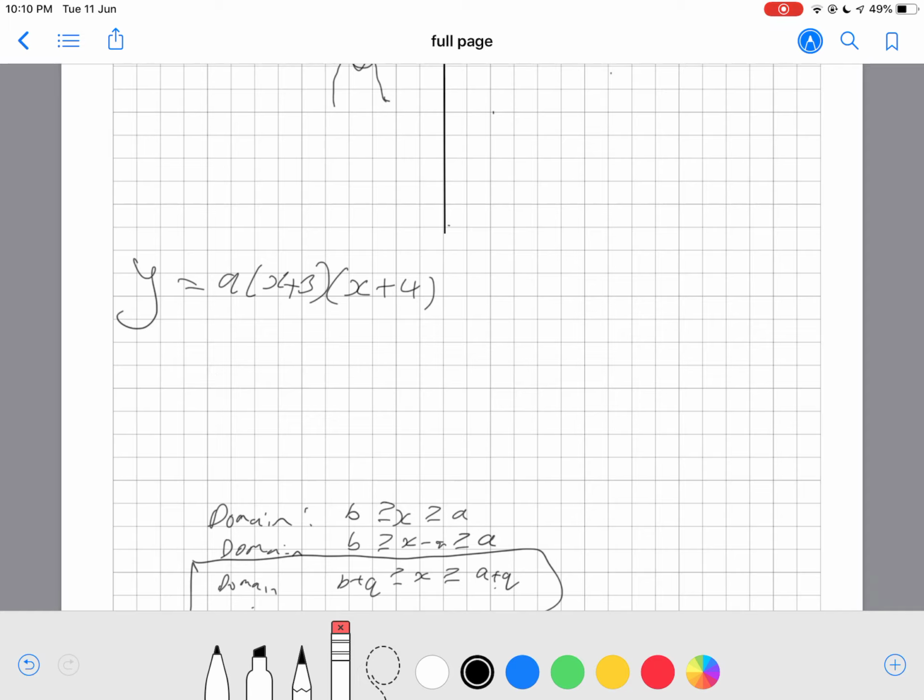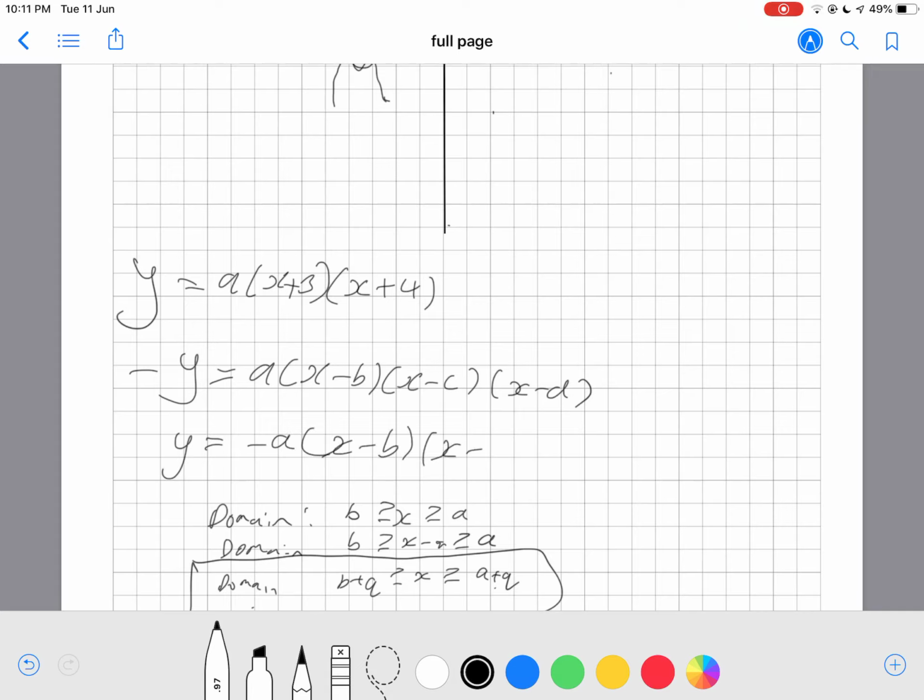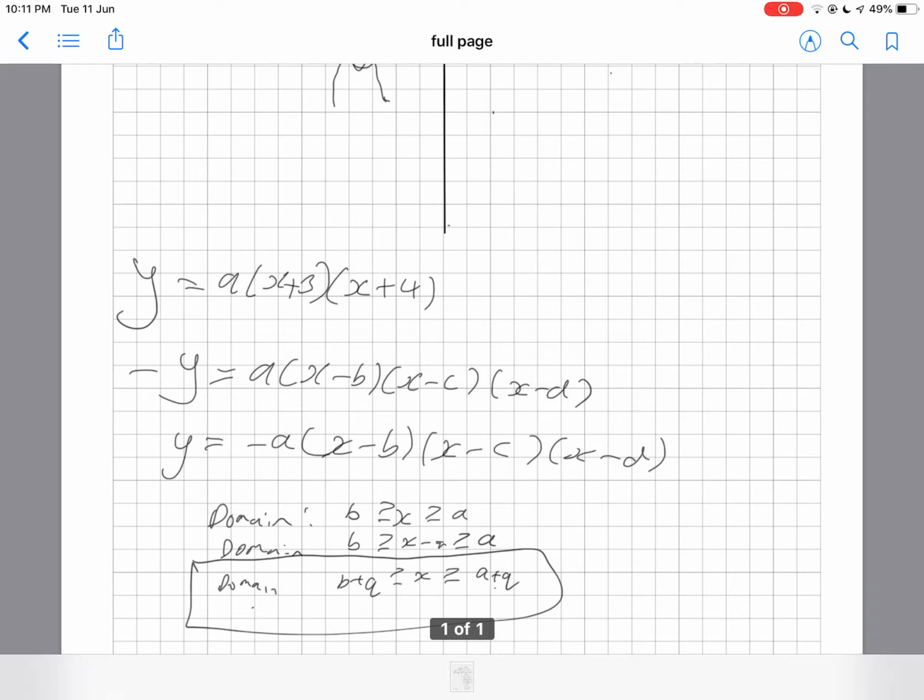For example, the cubic is the same logic, okay? The x-intercepts remain the same, but the positive cubic becomes a negative cubic. So for example, we have y equals a(x minus b)(x minus c)(x minus d). When you reflect in the x-axis, the intercepts are still going to be b, c, and d. But if we move across, it'll just be y equals negative a(x minus b)(x minus c)(x minus d), okay? That's all there is to it. Do not overthink it. That's just moving the negative to the other side and changing the a to a negative a.